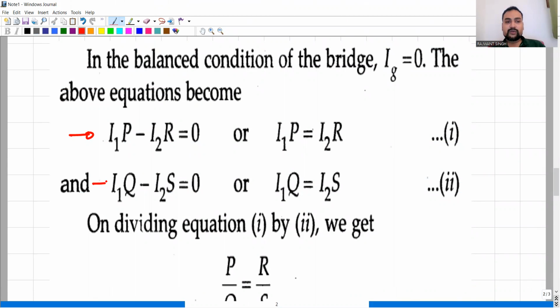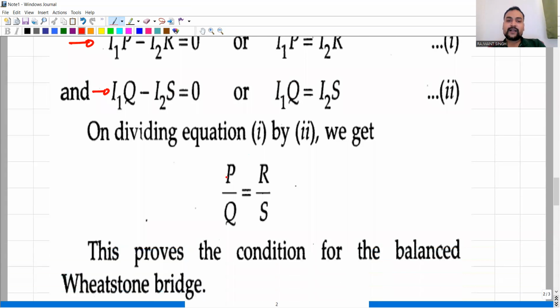These two equations you are going to get because Ig becomes 0, and why is it 0? Because we are calculating for the balanced condition, and under the balanced condition there is no current flowing between those two points. So your two loop equations will look like this, and then you divide them, and you will get P over Q is equal to R over S. So that is the balanced Wheatstone condition.